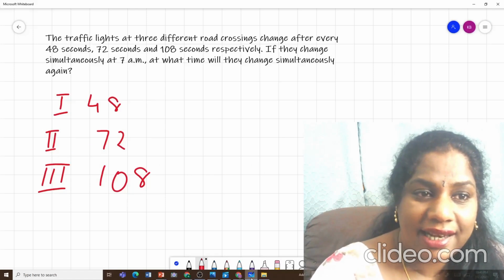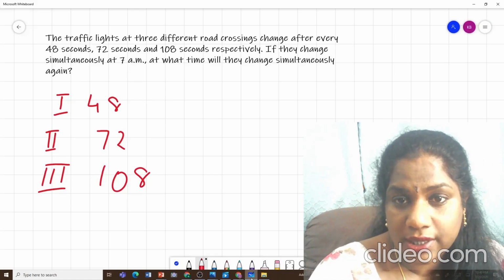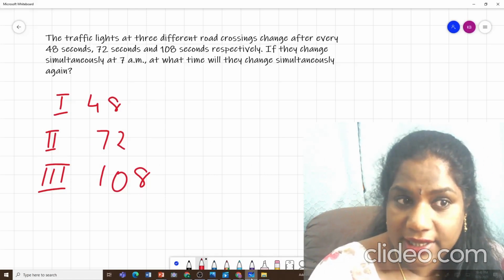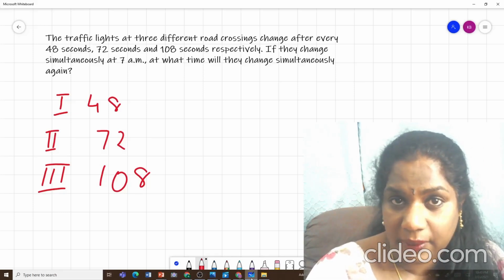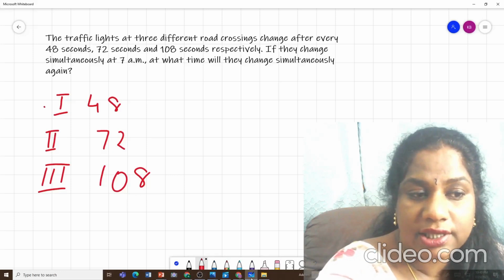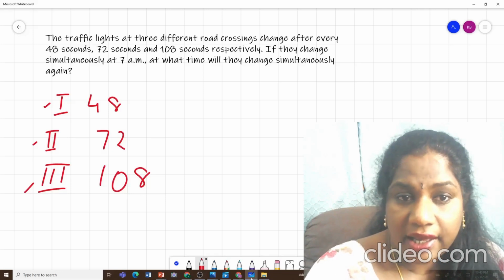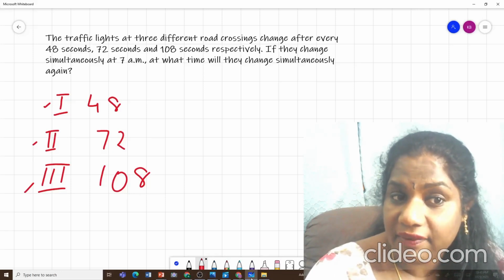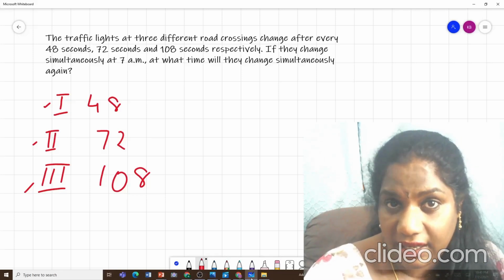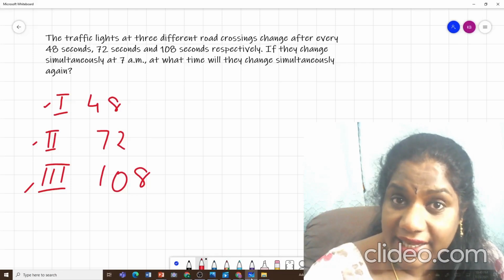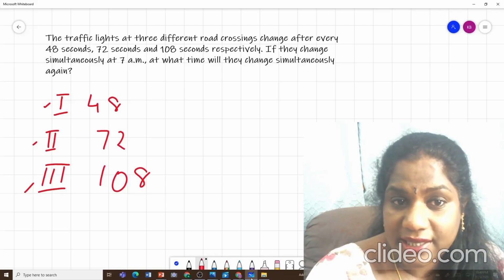Okay, let us understand this question nicely. The traffic lights at different road crossings change after every 48 seconds, 72 seconds and 108 seconds respectively. So the first one changes at 48 seconds, this at 72, and the third one at 108 seconds. If they change simultaneously at 7 a.m., that is, if these 3 are changing together at 7 a.m., what is the next time when they are again going to change simultaneously?